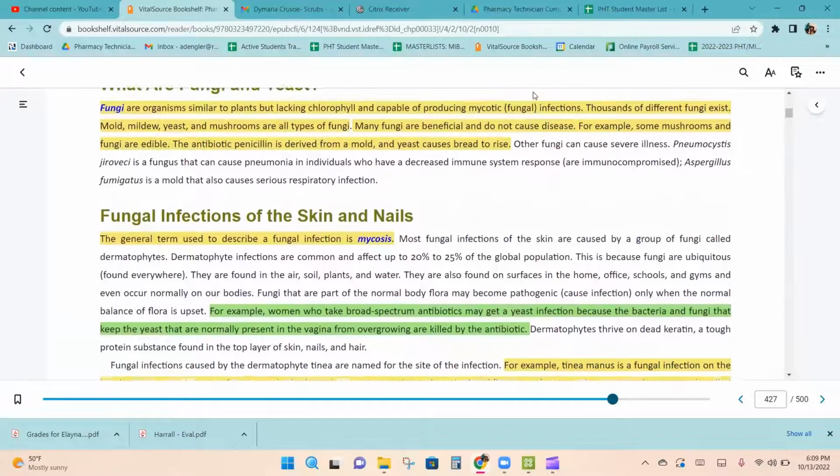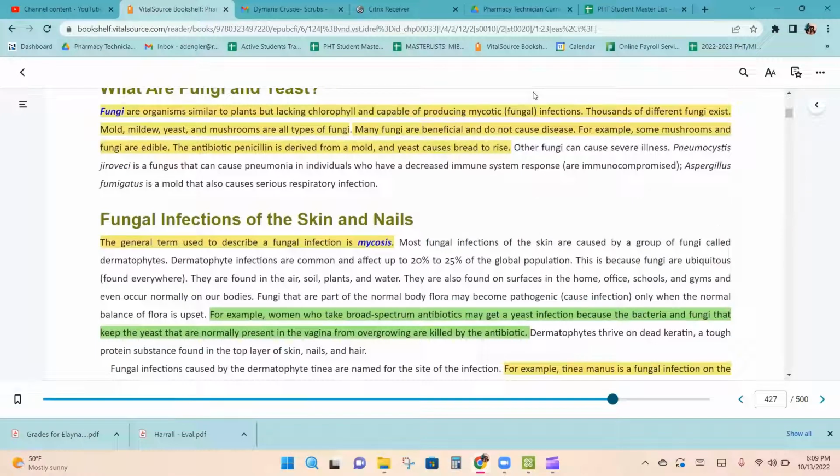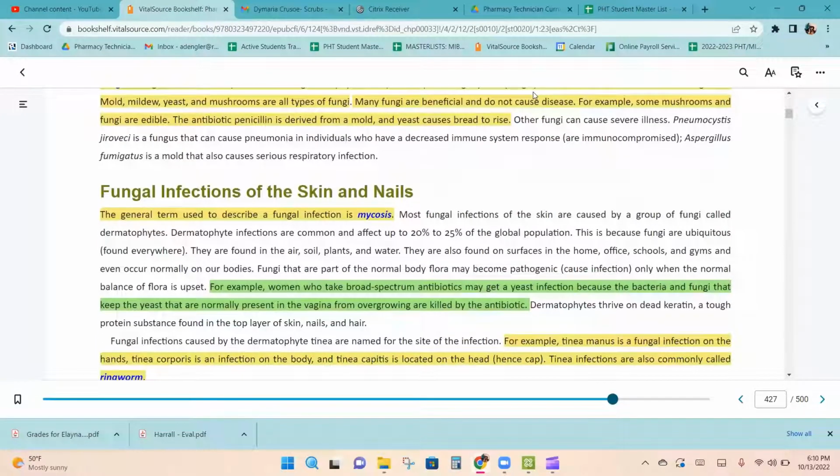And there is Aspergillus fumigatus, a mold that causes serious respiratory infection. The general term used to describe a fungal infection is mycosis. Most fungal infections of the skin are caused by a group of fungi called dermatophytes. Dermatophyte infections are common and affect up to 20 to 25% of the global population.